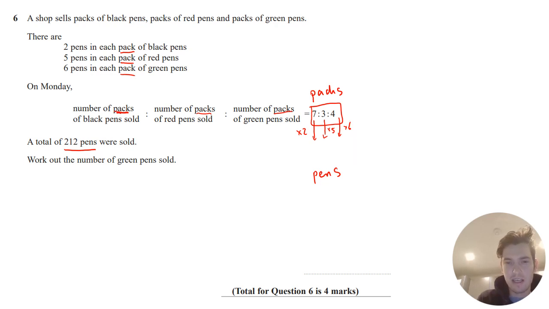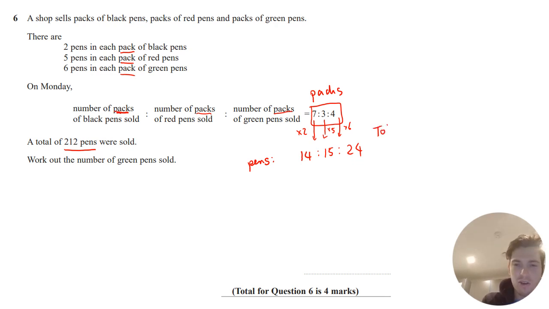So what's that going to be? 7 times 2 is 14, 3 times 5 is 15, 4 times 6 is 24. So that is telling me the ratio of pens. I'm just going to write that here, number of pens. But I'm told that the total number is 212. Okay, so what would be the total number of parts here? The total number of parts is going to be 14 plus 15 plus 24, which is, I think, 53.